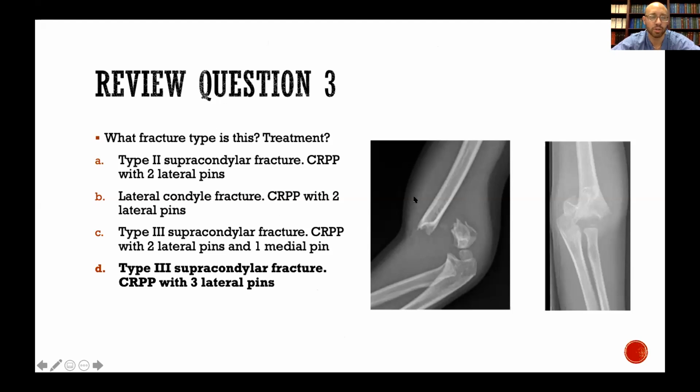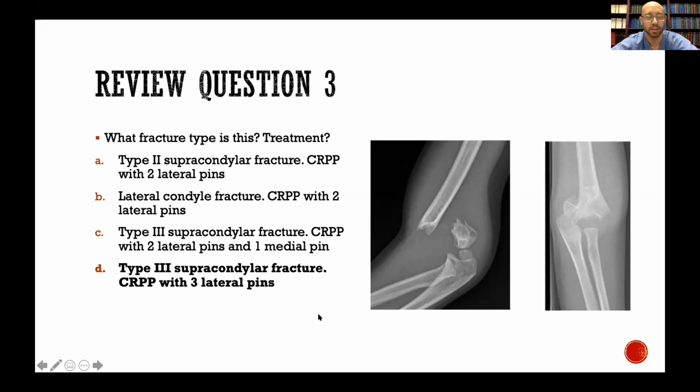If you remember, all the Gartland classifications of supracondylar fractures are extension types. So you can see that there's this extension deformity of the fragment here. We can cross off a type 2, which is hinging at the posterior cortex. We can cross off B, which is a lateral condyle fracture, which is just a fracture through the lateral condyle and going intra-articular. You could potentially choose answer C.